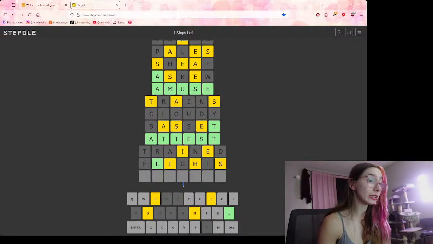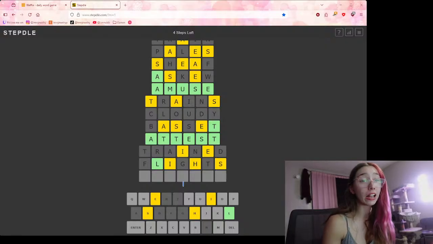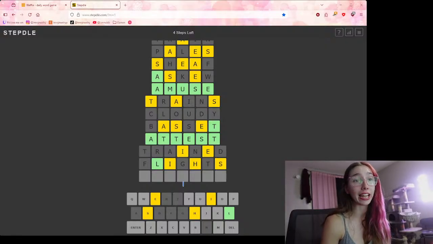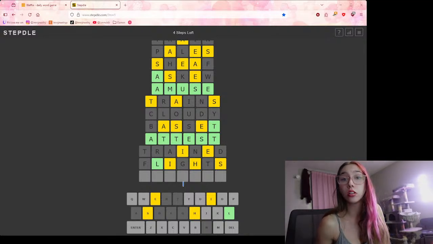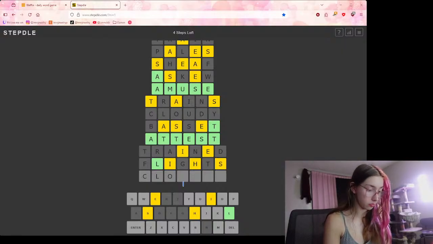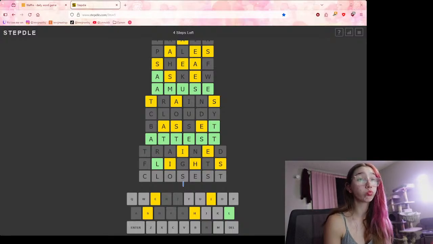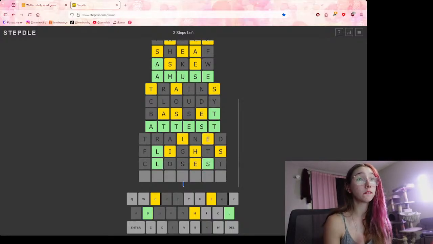Okay, again, guys, we need a 7-letter word that has L as the second letter. It also has an I, an H, an S, and an E. Closest. Okay. Okay, book.